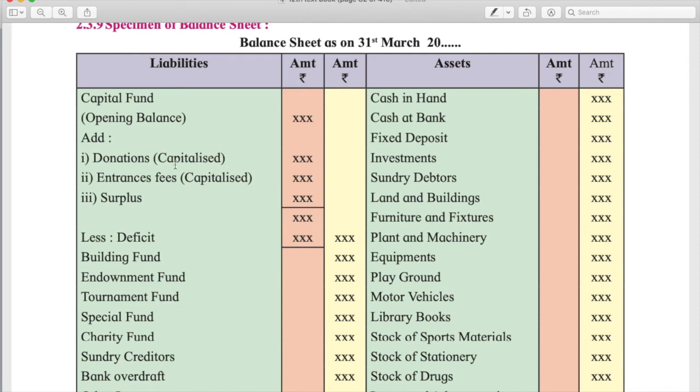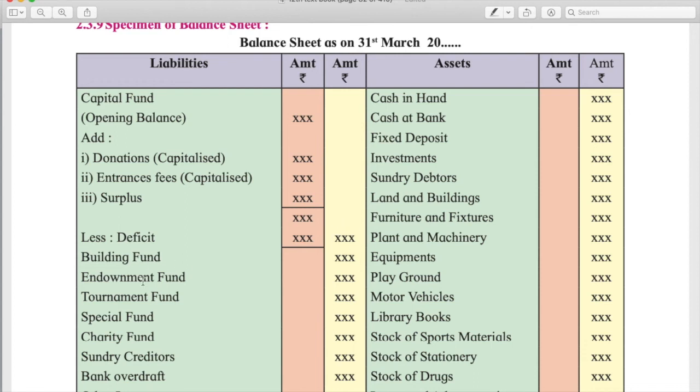So this is all based on adjustments. तो ये ऐड होगा, अगर सरप्लस हुआ तो भी ऐड होगा, लेकिन अगर डेफिसिट हुआ तो क्या होगा, लेस होगा. Okay, so you will derive the closing capital, that means current year's capital in the outer column.